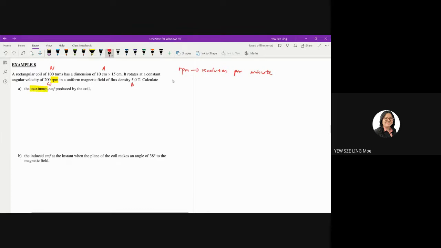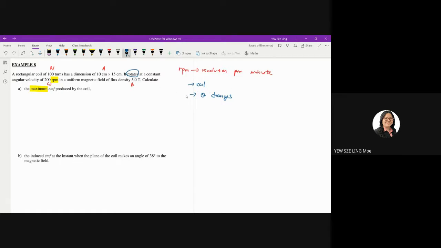All right, now let us analyze this question. Example 8, you have a coil. That is the first information that we have. And then what happened? It rotates. What does it mean by rotates? When it rotates, the angle changes. So this is a rotating coil question.